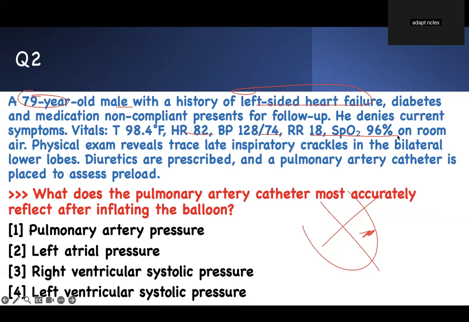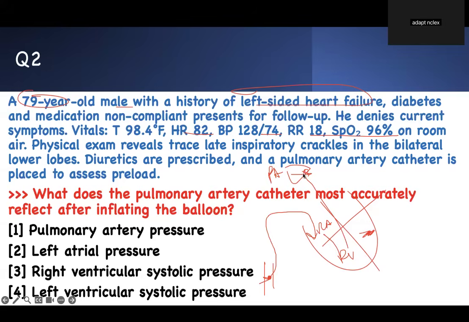There's some fluid in the lung bases, right? A diuretic was prescribed to help with this fluid, and a pulmonary artery catheter is placed to assess its preload. What does the pulmonary artery catheter most accurately reflect when you inflate the balloon? This is how the pulmonary artery catheter works. They go through the vein in your groin, most likely, and through the groin they go into the what? The right atrium of your heart, and they go down to the right ventricle, and then they go into the pulmonary artery. They isolate a small portion in the pulmonary artery, and then they blow the balloon.